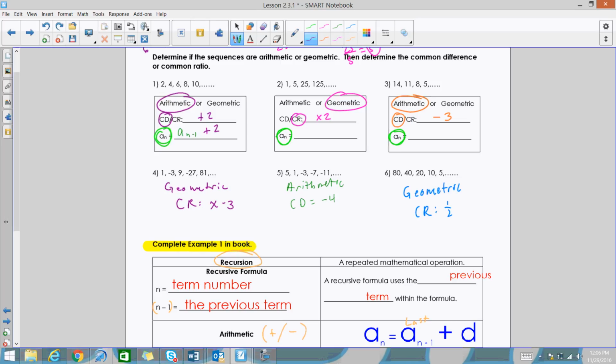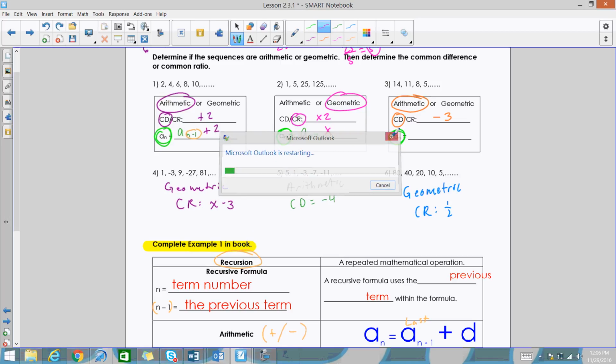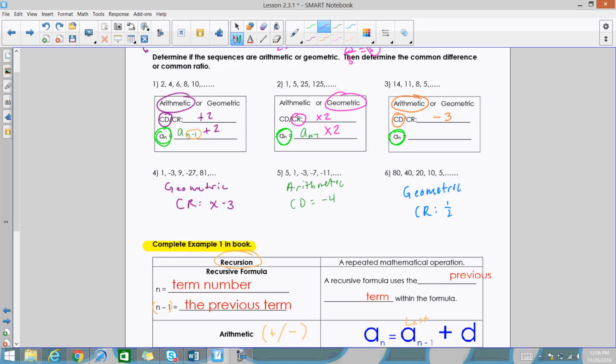Now that n minus 1, this is really tiny. You want to write that almost like an exponent, but at the bottom. So it's a sub n minus 1 plus 2. Number 2, it's geometric. So a sub n equals a sub n minus 1 times 2. Or sometimes you'll see it with parentheses and a 2, or a dot 2. It means the same thing.